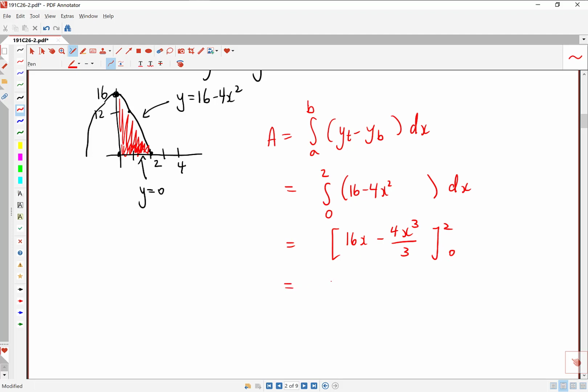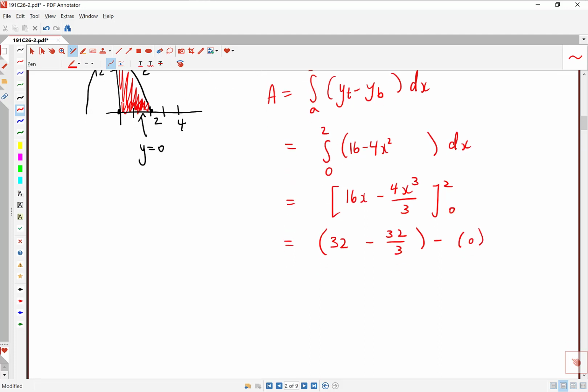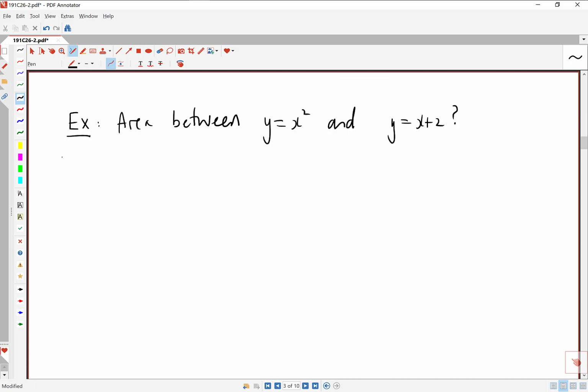So plugging in 2, we'd have 32 minus 32 over 3. And then we need to subtract off the value when we plug in x equals 0, which is 0. Okay, so if we put everything over 3, we would have 64 over 3 for the final value of our area.